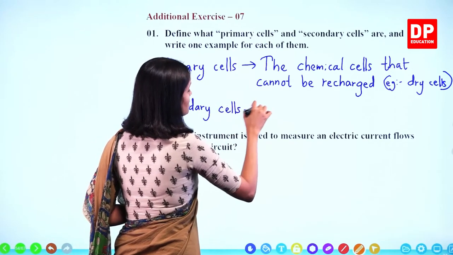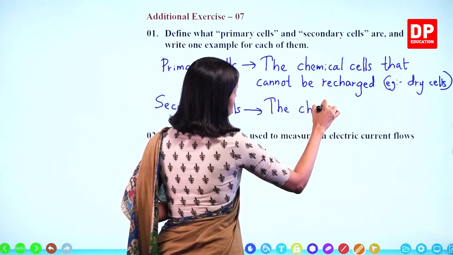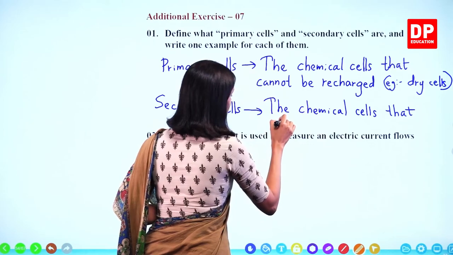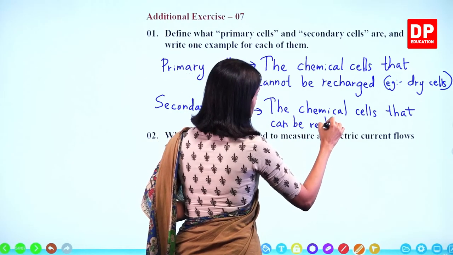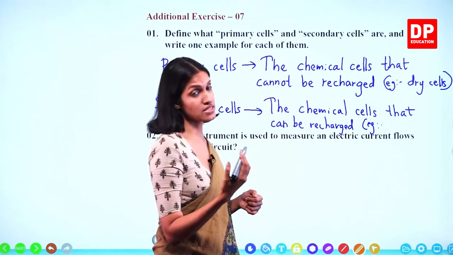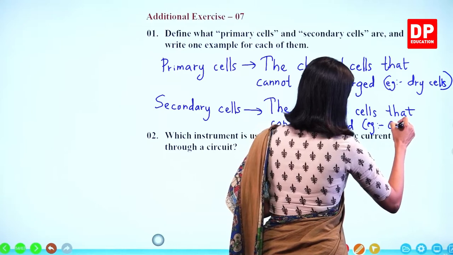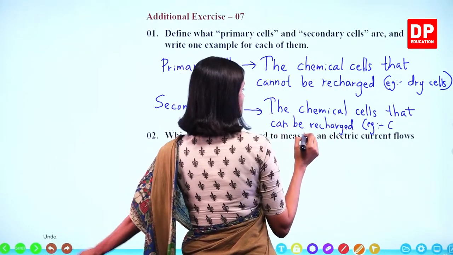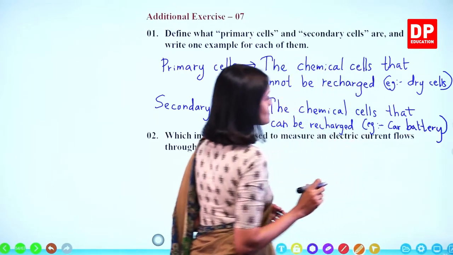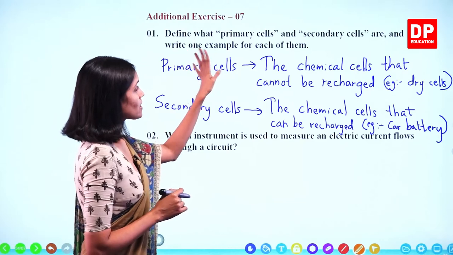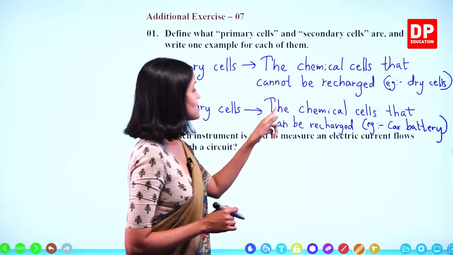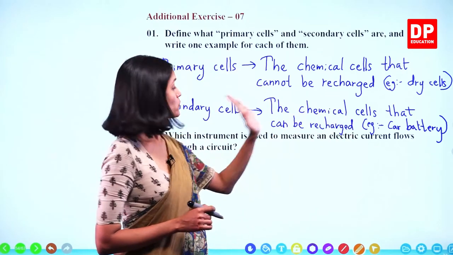Secondary cells: the chemical cells that can be recharged. We can write example, car battery or lead acid accumulator, also correct. Car battery. Primary cells, the chemical cells that cannot be recharged, example, dry cells. Secondary cells, the chemical cells that can be recharged, example, car batteries, okay?